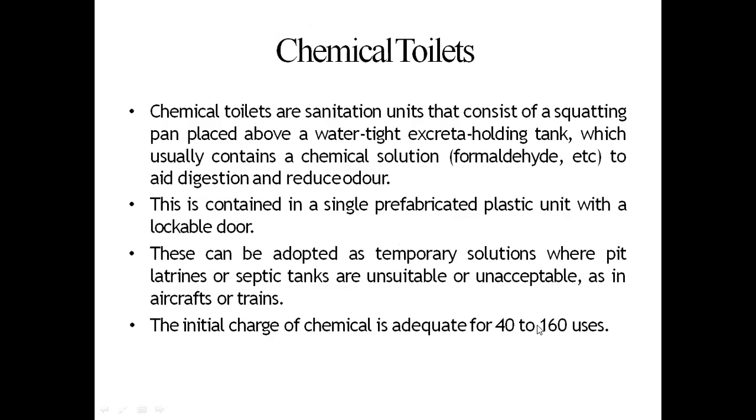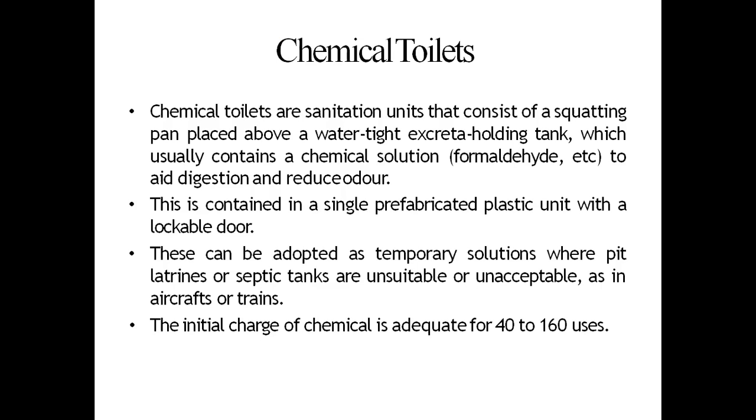Now, what are chemical toilets? They are sanitation units that consist of a squatting pan placed above a watertight excreta holding tank, which usually contains a chemical solution to aid digestion and reduce odor. And what is the chemical solution? It is mainly formaldehyde, and this is contained in a single prefabricated plastic unit with a lockable door.